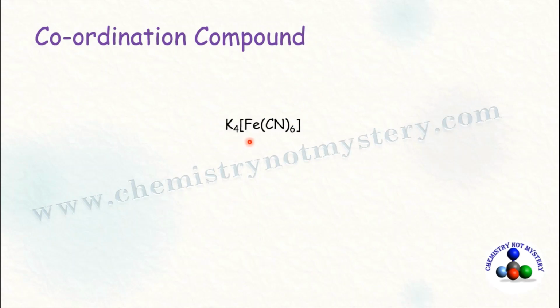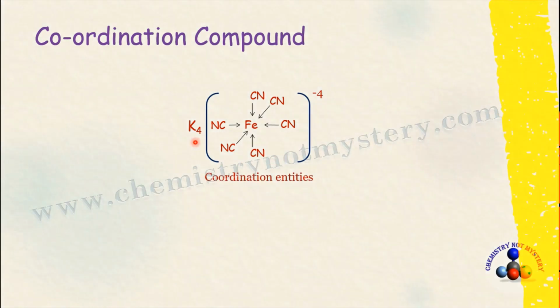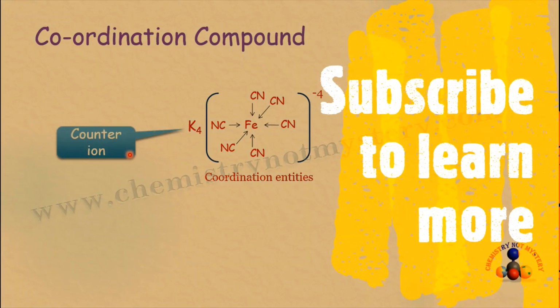This is the molecular formula of one of the coordination compounds, and this is the structural formula of that coordination compound. Here there are 6 CN molecules that make coordinate bonds with the metal iron. These molecules are enclosed inside a bracket. This whole molecule carries a -4 charge. To balance this -4 charge, there are 4 potassium ions present outside the bracket. Molecules present inside the bracket are called coordination entities. And the ions present outside the bracket are known as counter ions.